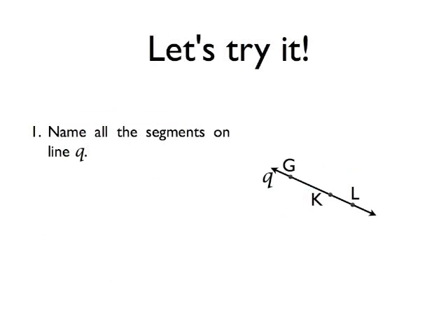Let's try this really quick. Name all the segments on line Q. There are 3 segments on line Q. Segment KG, which is the leftmost segment, segment KL, which is the rightmost segment, and segment GL.